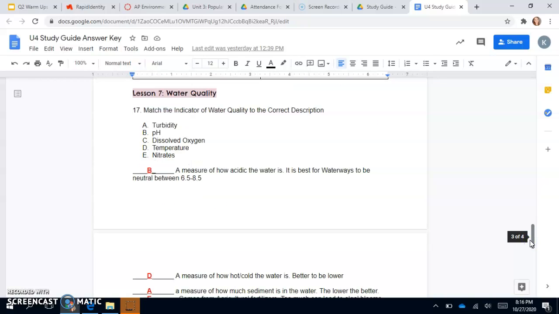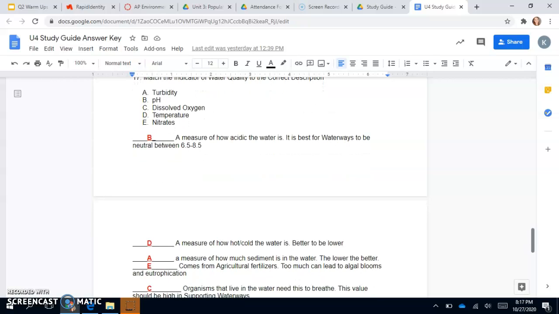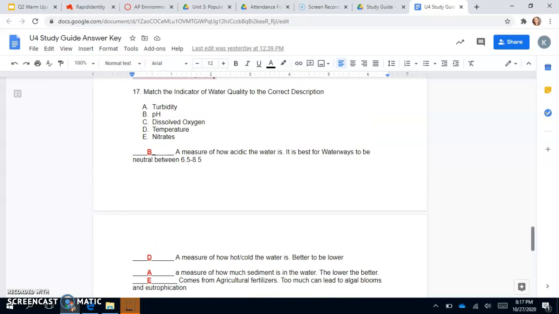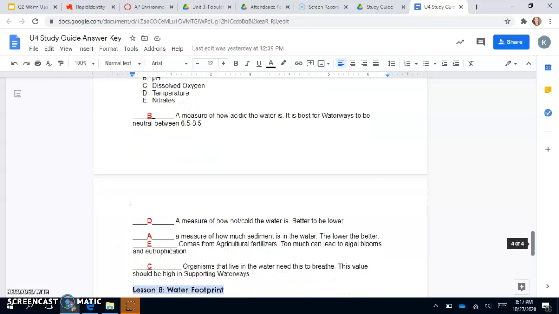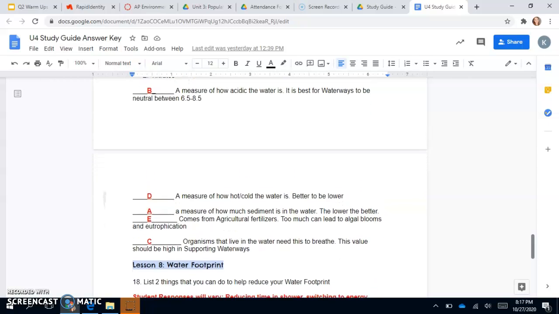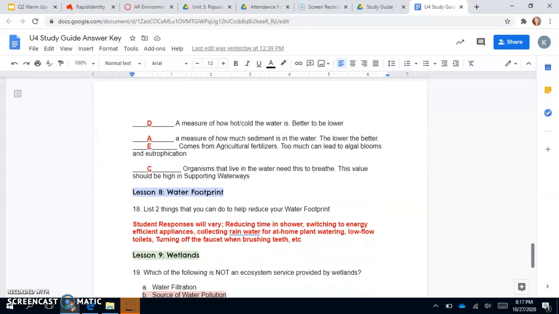So water quality, we're just matching the indicator of the water quality to the correct description. Remember, water quality is like a grade, so how you guys get a grade in this class. We also use different parameters to classify water quality. So the first one says a measure of how acidic the water is. It's best for waterways to be neutral between 6.5 and 8.5. And that answer there is B, pH. So pH is a measure of how acidic or how basic water is.